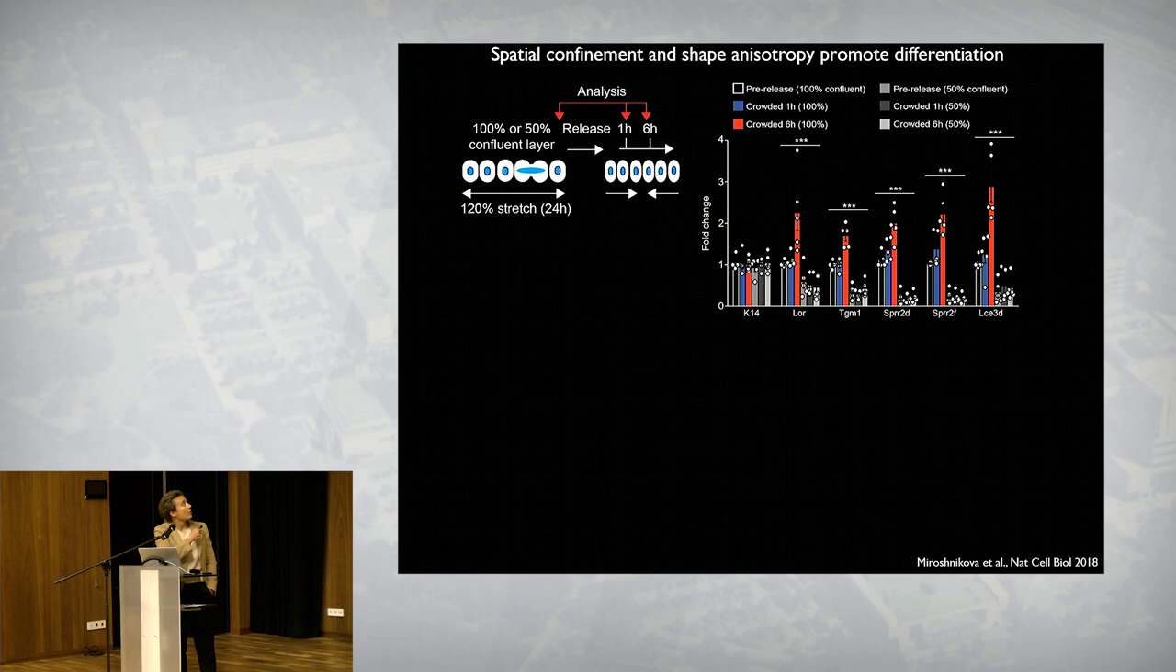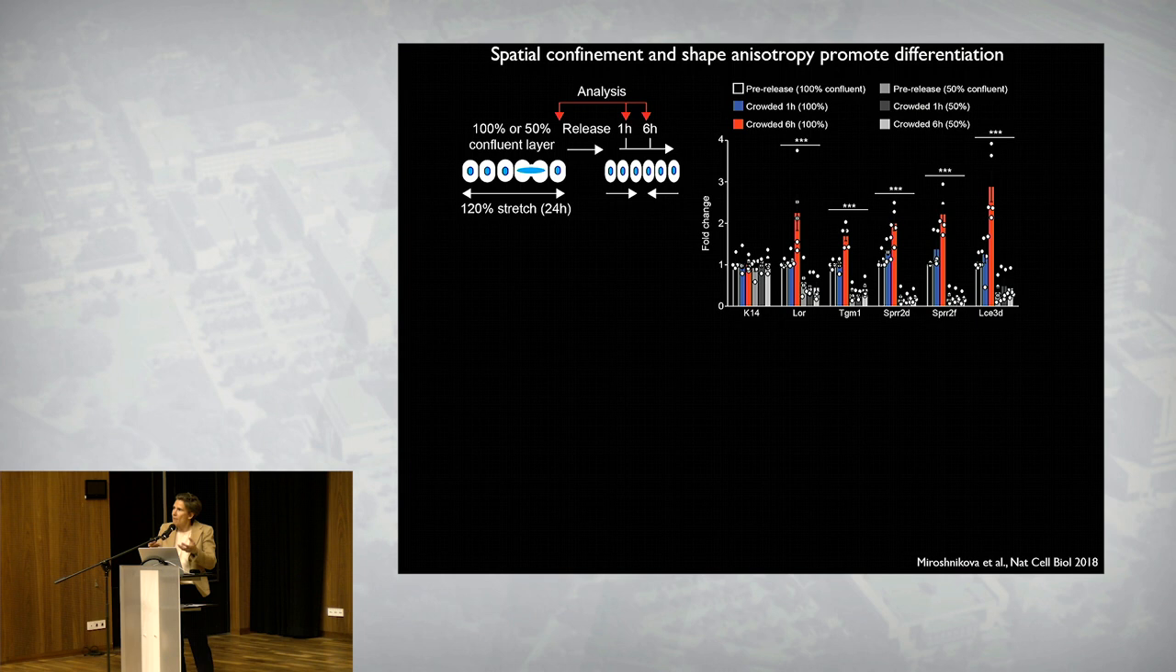Now to test this, we designed another type of crowding experiment where we cultured the stem cells on a stretchable elastomer and we stretched it statically to 120% of its original surface area. And then we abruptly released this tension to cause this lateral compression and an abrupt increase in cell density. And indeed, if we now look at just the RNA levels of the differentiation genes, we can see that this crowding experiment is really sufficient to actually trigger the transcription of all these late differentiation genes in the stem cells.